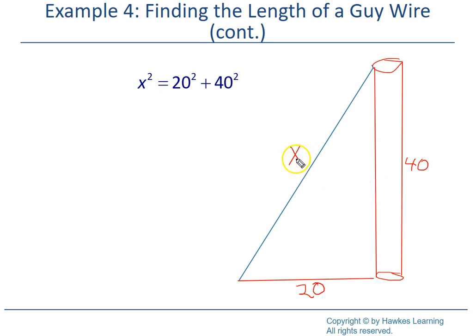So, we don't know what this is. We're going to square that. We're going to square this side, and we're going to square this side. So it's basically x squared equals, using the Pythagorean theorem, 20 squared plus 40 squared. So that's where this formula comes from. And I thought they would give us a diagram, but they didn't here. So now we go to our next stage and do the calculation of this.